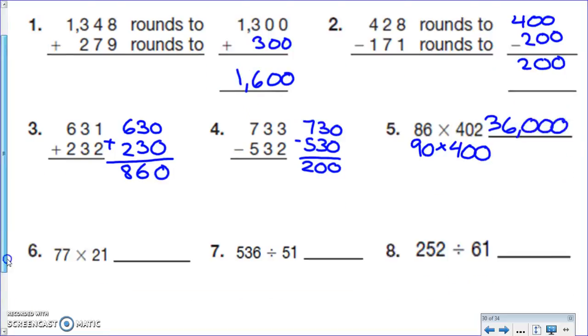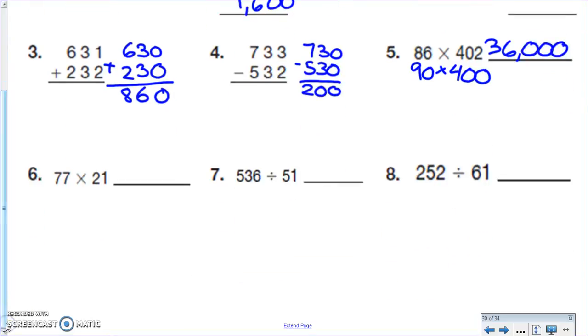For 6, we're also going to round off to the nearest 10. So we're rounding 77 to 80 and 21 to 20. Then we multiply 2 times 8 gets us 16, and then we need to add 2 zeros because there's 1 zero in each factor. So we get 1,600 as our answer.